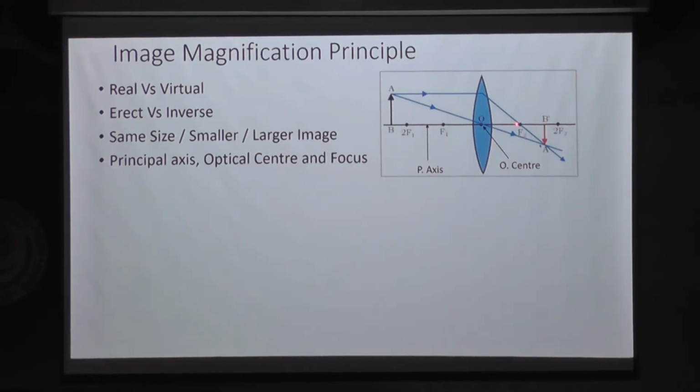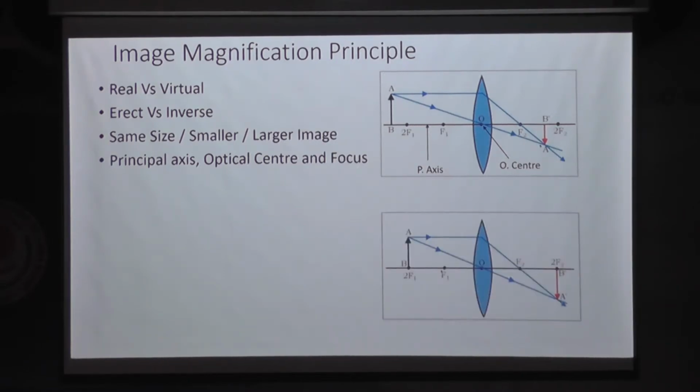So what happens? The place where the deviated lines and the straight lines from the optical center meet, that is the place where the image is formed. So here the image is formed at position B dash. But this will be an inverse image. This is not the real image. This is an inverse image.